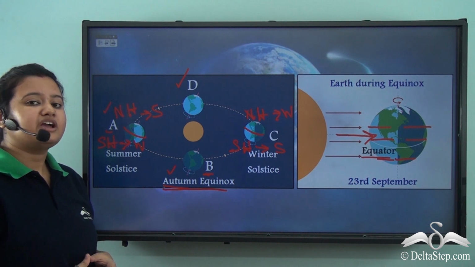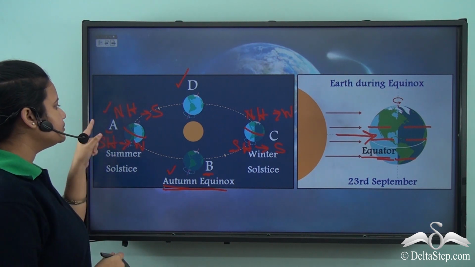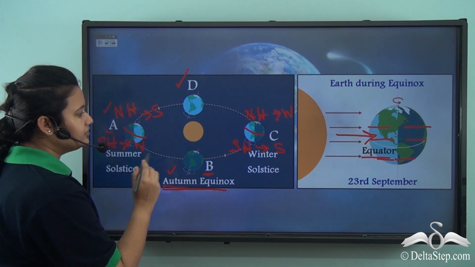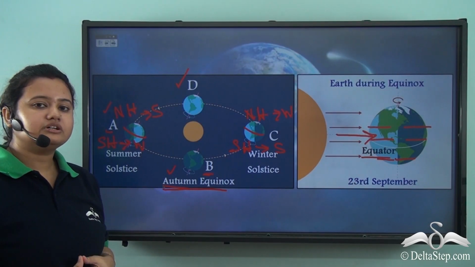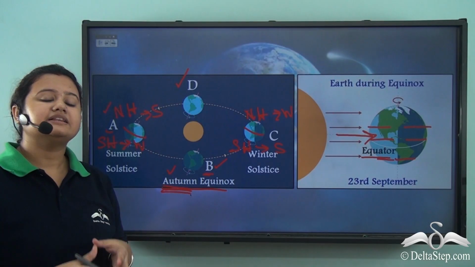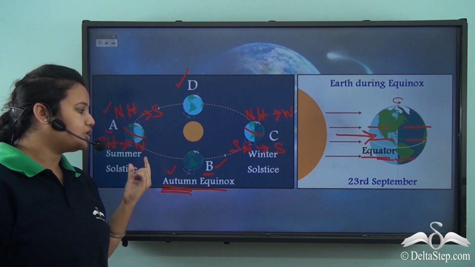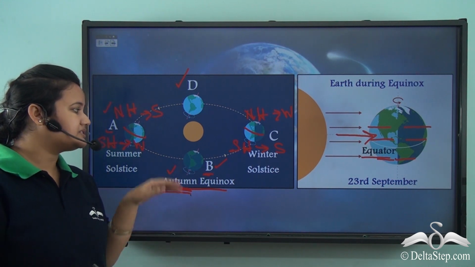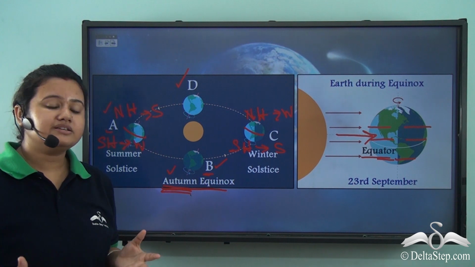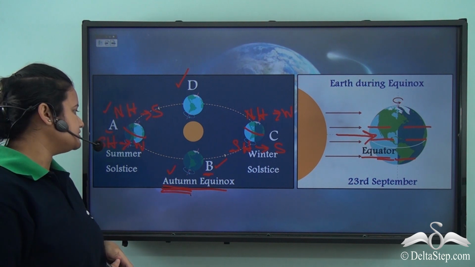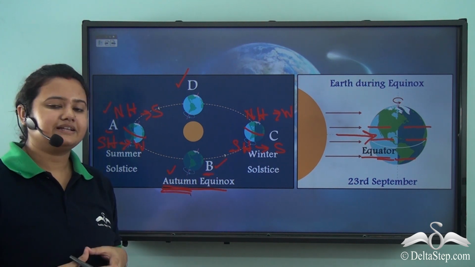On the contrary, we find that as the earth moves from position A to position C, there is a transition from winter to summer in the southern hemisphere. So therefore, this condition of the earth at position B is referred to as autumn equinox. Here again, this moment of the year has been named as autumn equinox by taking into consideration the northern hemisphere, which experiences autumn at this position, whereas the southern hemisphere experiences spring at this position, because there is a transition from winter to summer in the southern hemisphere.